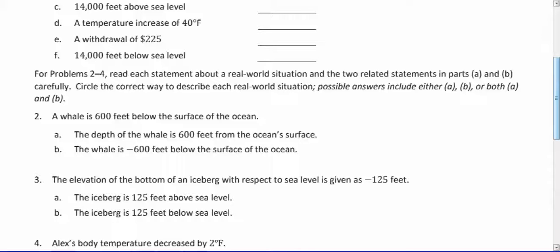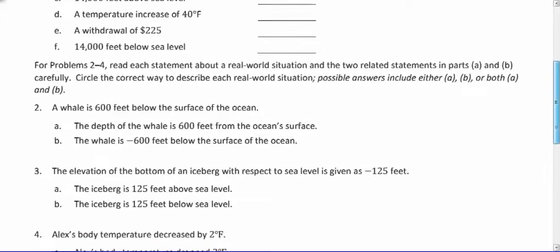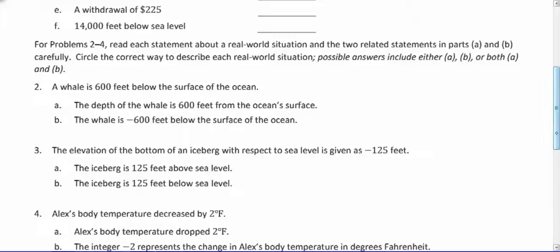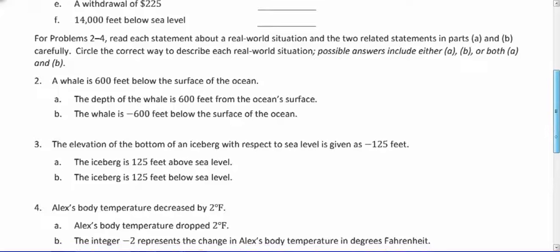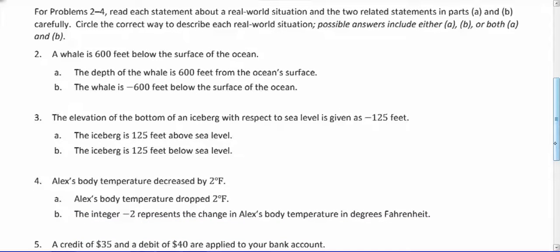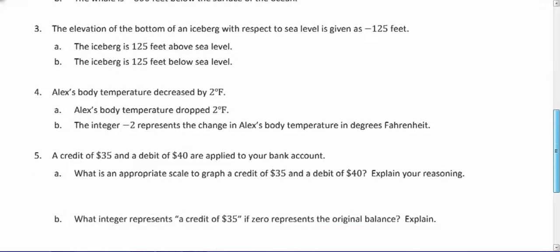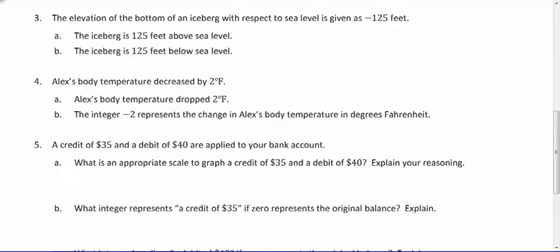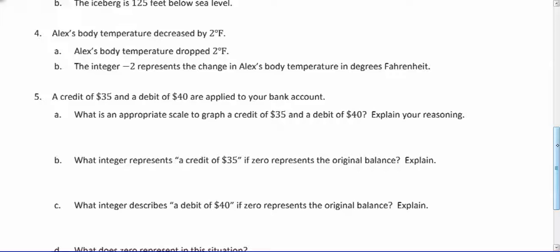So could they both be correct? Yes. So we need to be careful with that. A lot of kids are probably just going to pick one like we did in class. So one may be right, they both may be right. You'll have to go through and check. Okay? Now it says, oh, it doesn't tell you to correct it. It doesn't. But, all right, number 5 says a credit of $35 and a debit of $40 are applied to your bank account.